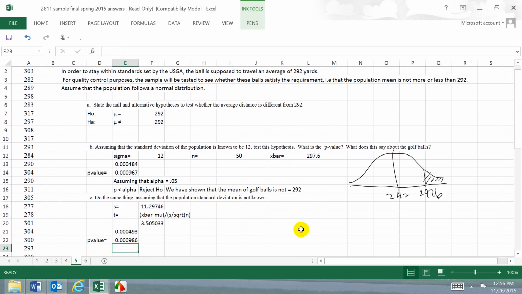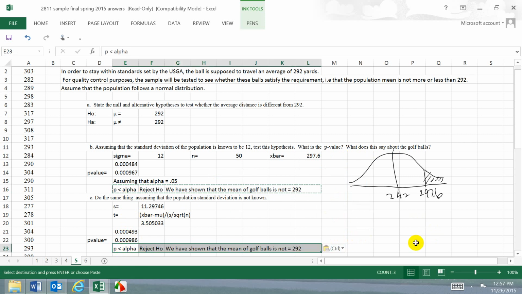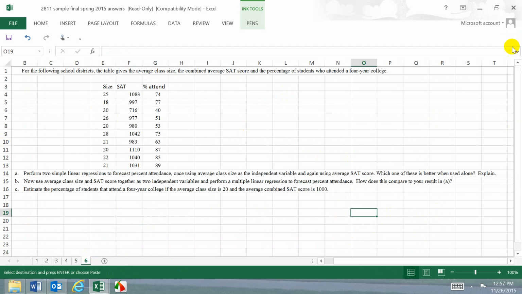And there's our P value. If you notice the P value, because it's a large sample size, the P value is very close to what it was when I used the Z. Now again, the answer is going to be the same as it was before. What does this say about the golf balls? Exactly the same thing as before. P is less than alpha, therefore we're rejecting H0, and therefore we have shown that it's not equal to 292.